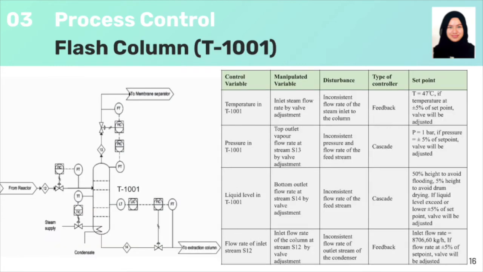At the flash column, a flow controller is installed to monitor the inlet flow rate. Steam as heating medium will be supplied to the column and regulated by a temperature controller. A cascade controller where pressure is the master and flow is the slave controller is installed. As the pressure deviates from the set point, the flow rate will be adjusted at the outlet valve. Another cascade controller where level is the master and flow is the slave controller is also installed. As the level of the column deviates from the set point, the bottom outlet flow rate will be adjusted accordingly.